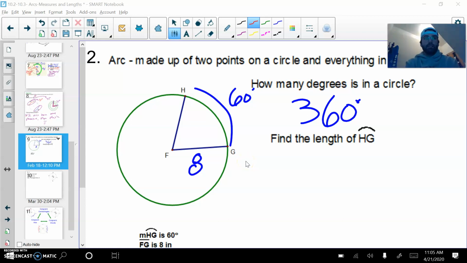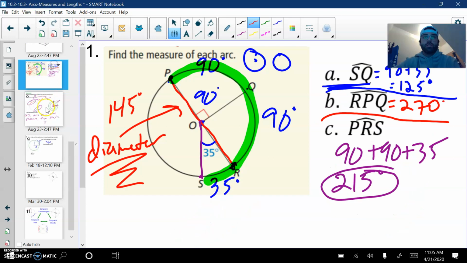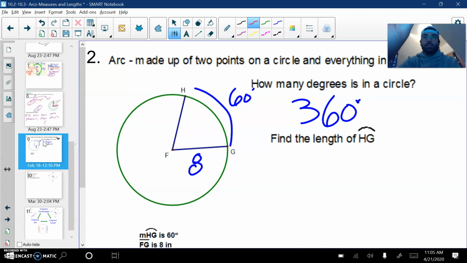Right, so let's get back to it. Arc length. We've been talking about measures of arcs. Find the measure of each arc. Measure is going to be in degrees. Arc length is just, I want that piece, okay?